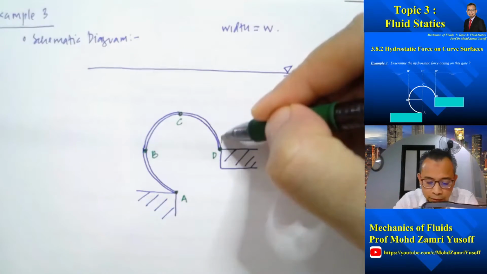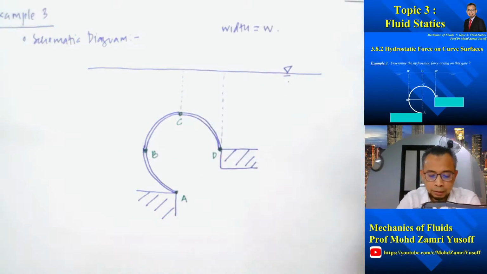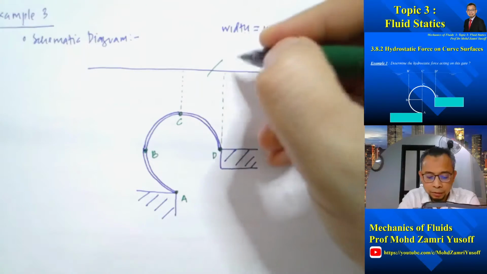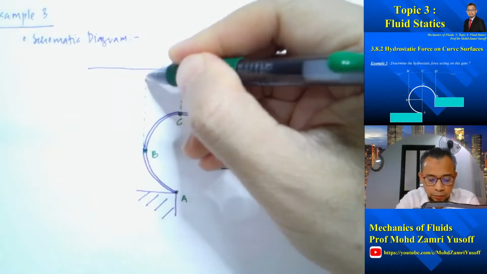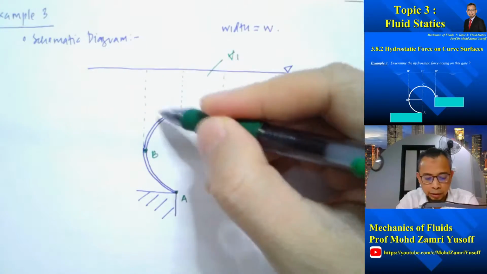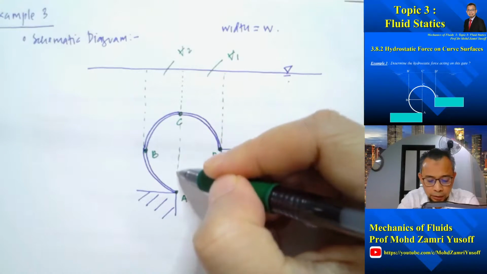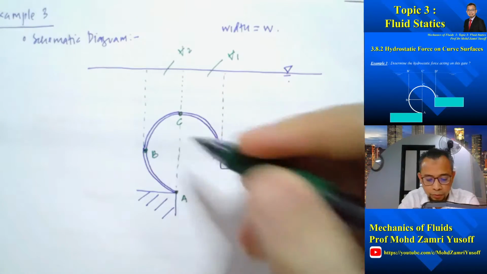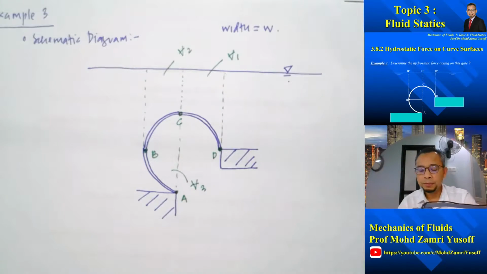So if I consider this volume above here, I call that volume 1, and I call this volume here, made up of this, volume 2, and then this volume I call volume 3. First of all, let's consider the vertical component of the hydrostatic force.